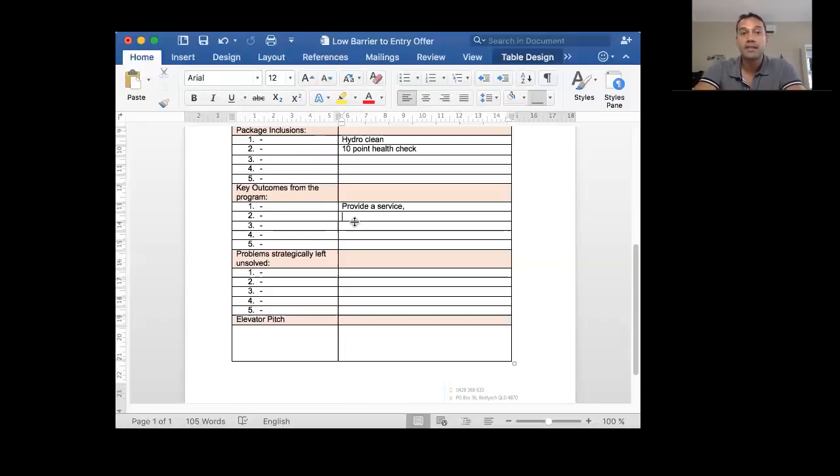For your clients, they're going to be getting a service. They're going to be building a relationship with a contractor, right, which is you. So they're really just getting the service, right? Problems strategically left unsolved, which is what I was talking about with the aircon before. So for your air conditioning customers, what can you fix, but what are you leaving not fixed so they would want to continue to use you?